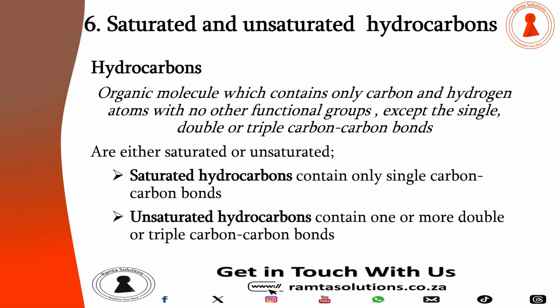Now, saturated hydrocarbons and unsaturated hydrocarbons. What are these? For you to say a hydrocarbon is saturated, it will contain only single carbon-carbon bonds. And if it is unsaturated, it will contain one or more double or triple carbon-carbon bonds. Remember I said a molecule doesn't necessarily need to have just one double bond or one triple bond. It can have more than one. So these are the differences.